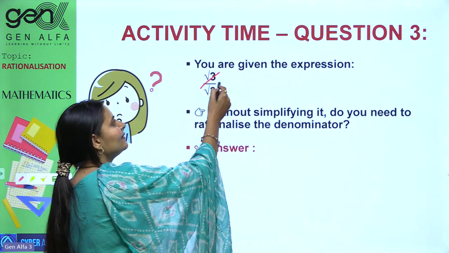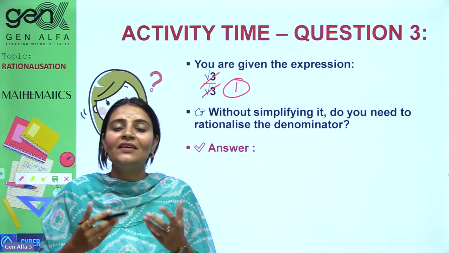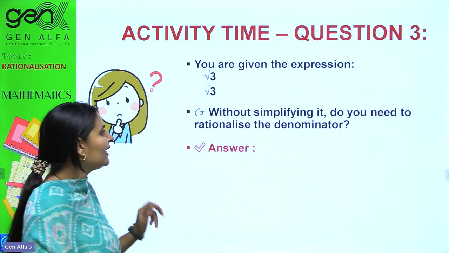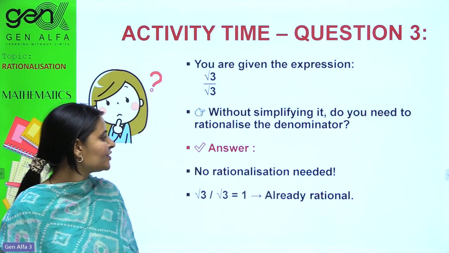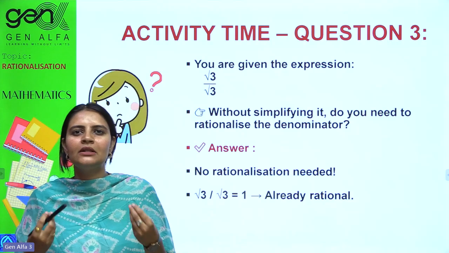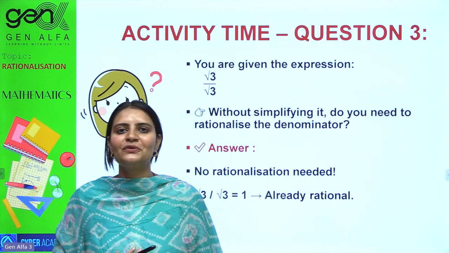Nowhere needed. It is getting cancelled. Under root 3 by under root 3 is giving you 1. Magical? So yes, you don't need anything. No rationalization needed. Already rational. Why do we need to make the denominator root free, although we have just made the number root free?